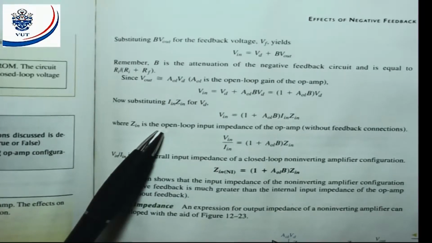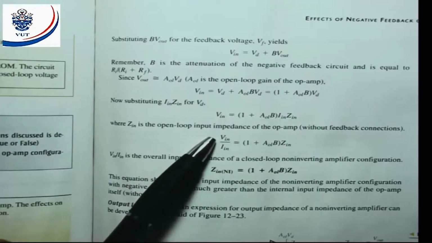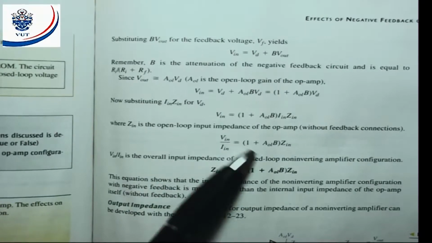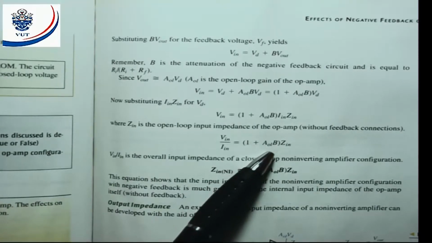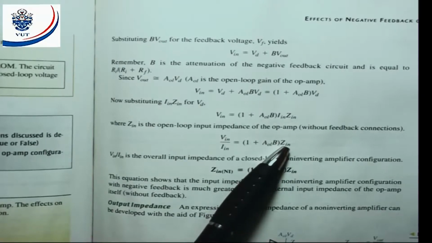Then we can say Vin divided by In is the overall input impedance of the closed loop non-inverting amplifier configuration. That's why I can say Zin of a non-inverting amplifier is equal to 1 plus the open loop gain times my attenuation times Zin. I repeat, that Zin again will be of the device itself, and you will find that in the data sheets.